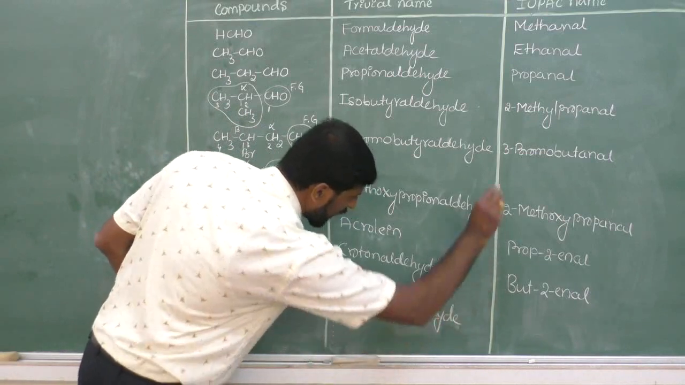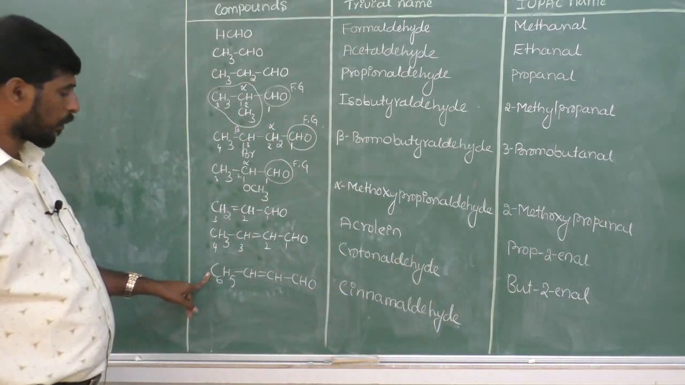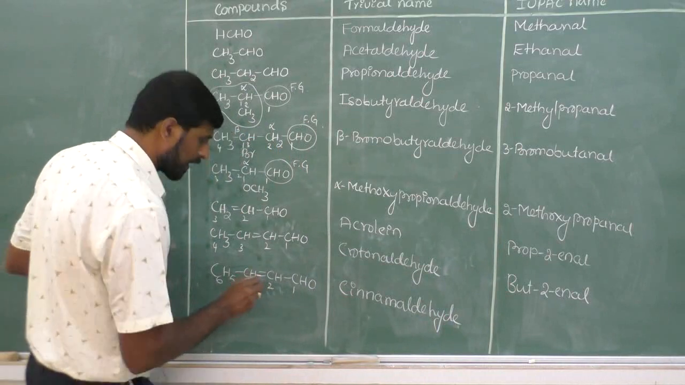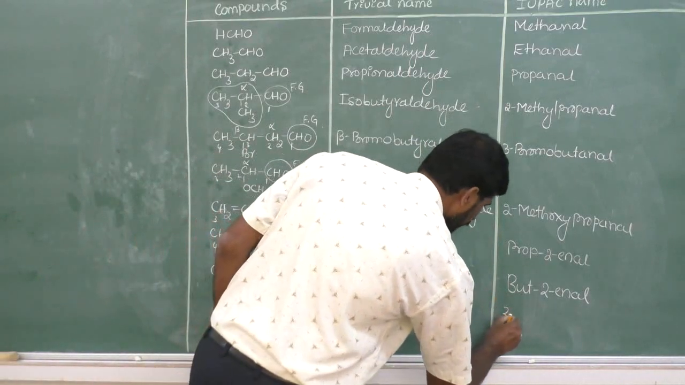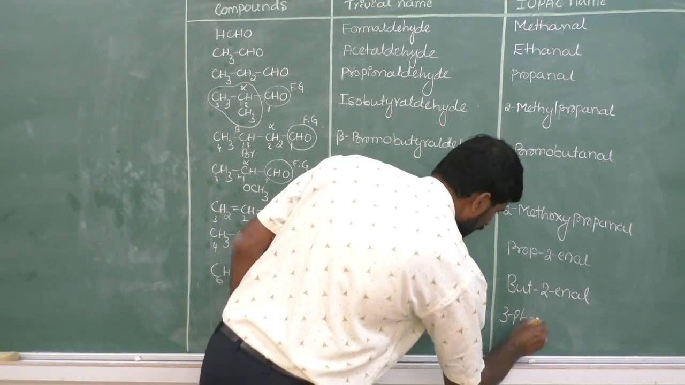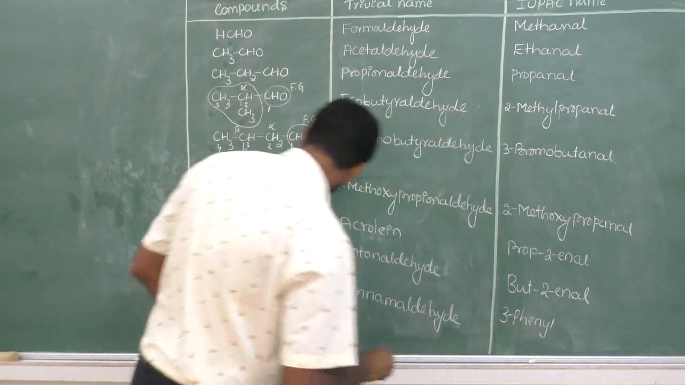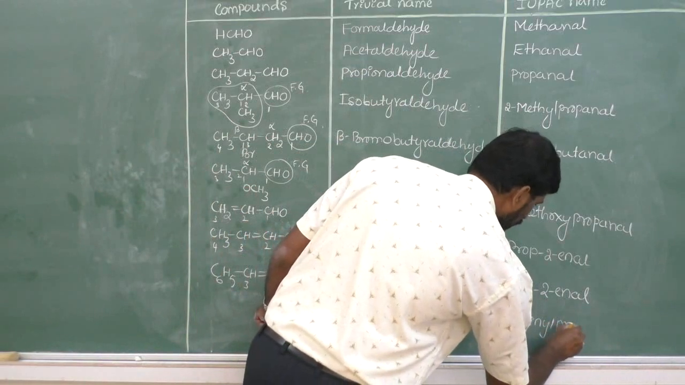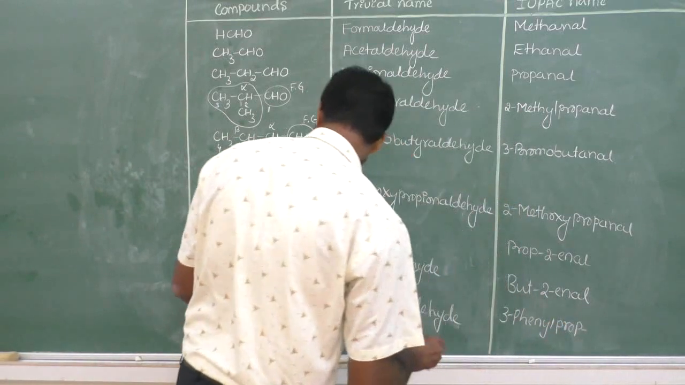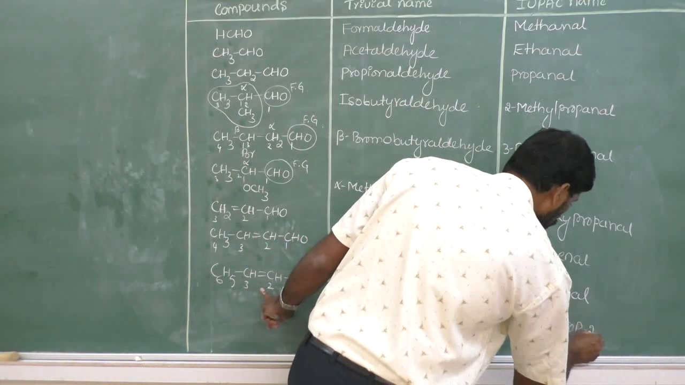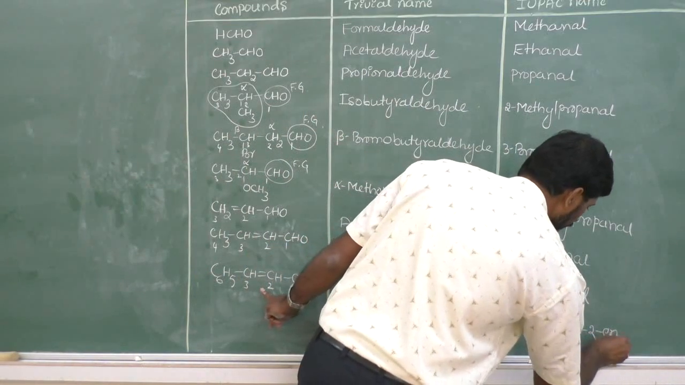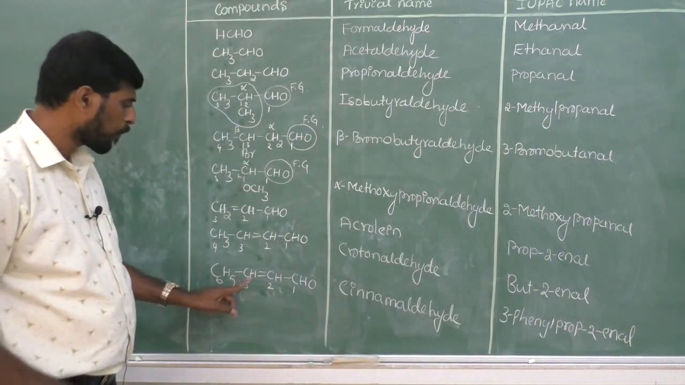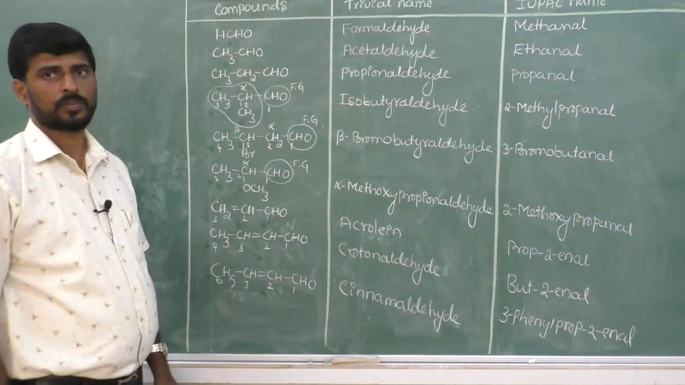It is popularly known as cinnamaldehyde. What is the IUPAC name? See, 1, 2, 3. Therefore, it is 3-phenylprop-2-en-1-al. Okay?